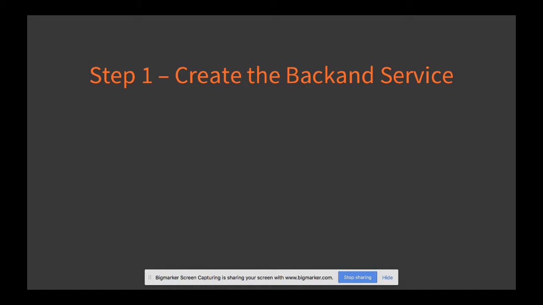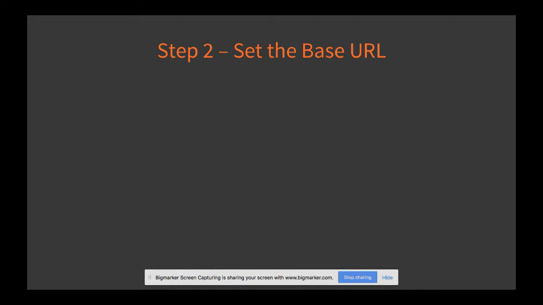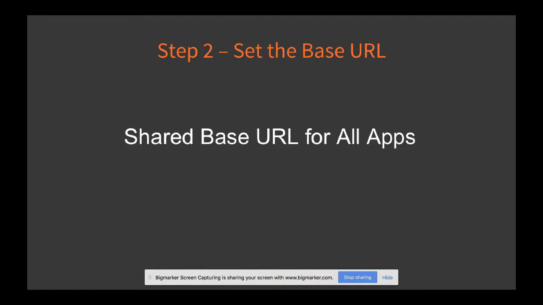So let's take a look at step one, which is creating the backend service. There should be nothing surprising here. We're really just creating a class called backend service. It's going to be used throughout the rest of our app. Now we set the base URL. All apps in backend share a URL, and we differentiate between which app is being connected based on the authentication information provided. So this base URL will always be the same, https api.backend.com.